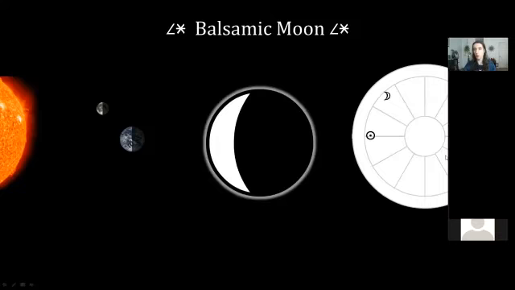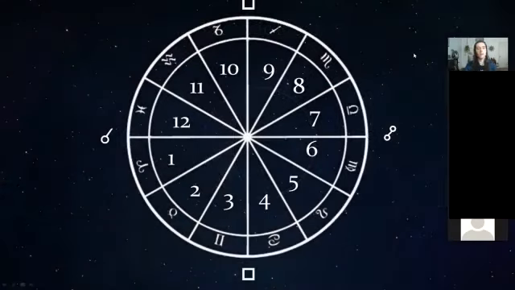Planets always move counterclockwise around the chart unless they are retrograde. So now the moon has come all the way around and is returning to the sun, beginning a new phase. So the balsamic moon phase is the final lunar phase. Okay? So here again is a graphic, and we're correlating the zodiac signs with the houses. Aries is the first house, Taurus is the second house, and so on. 0 degrees is the conjunction. 90 degrees is the square. 180 degrees is the opposition.